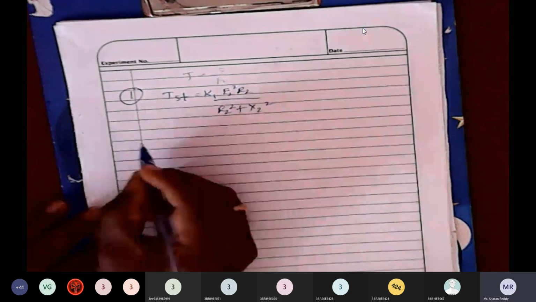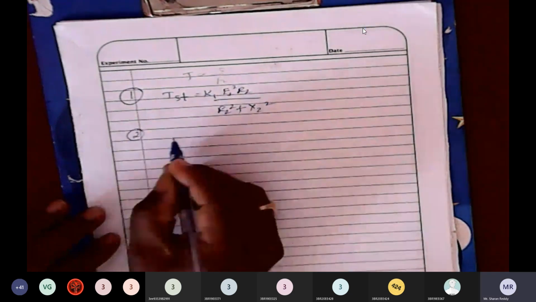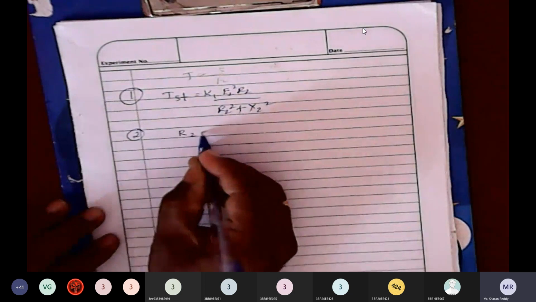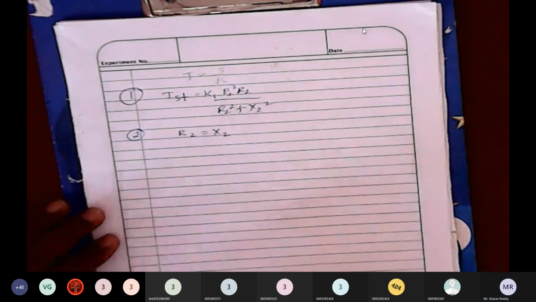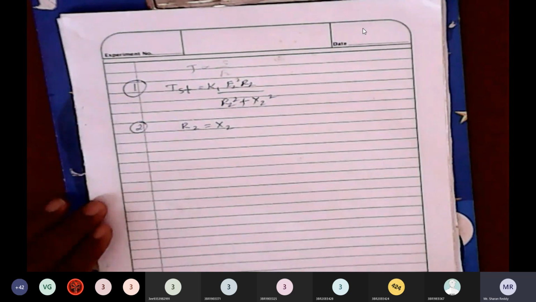Second one, condition for maximum starting torque. What is that condition for maximum torque? R2 is equal to X2. This is the second derivation: the condition for maximum torque under starting condition.